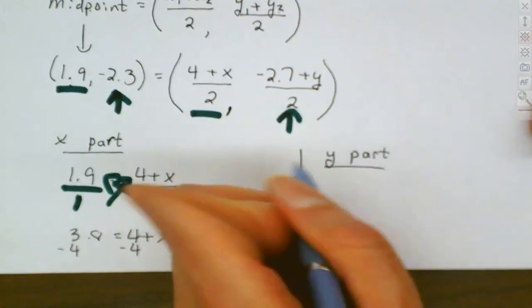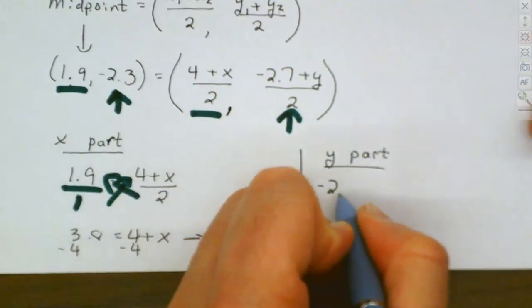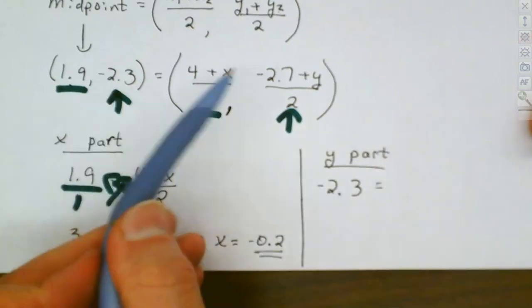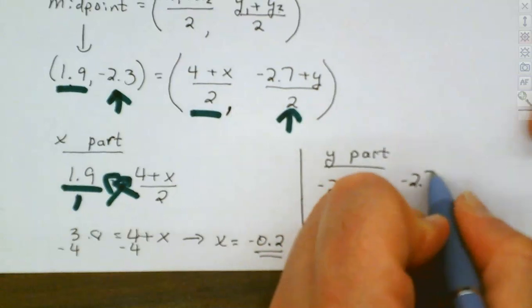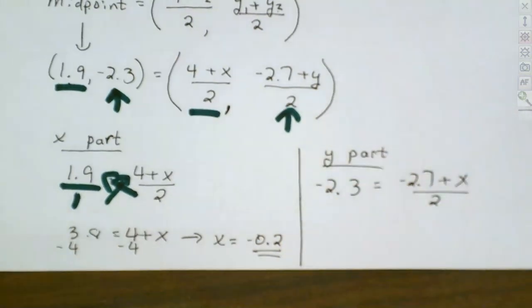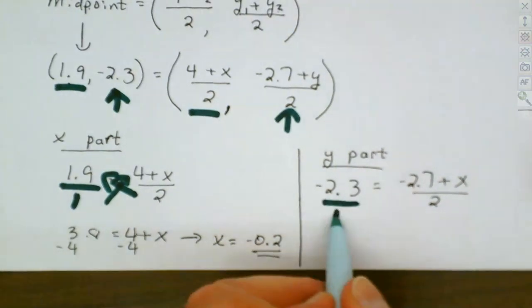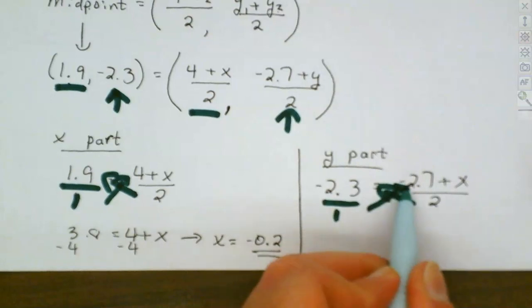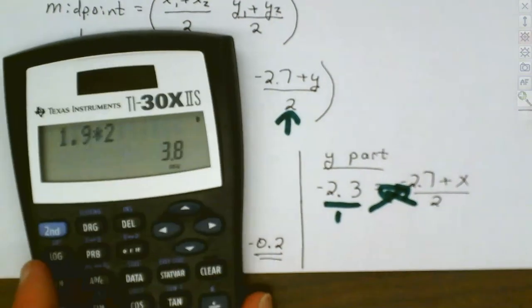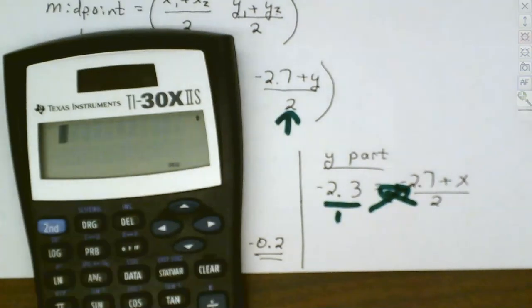For the y part, we have a minus 2.3. That is going to equal minus 2.7 plus x over 2. And we're going to solve this the same way we did the last one. So put this over 1, and then we'll cross multiply. Use a calculator if you need to. If you have trouble multiplying in your mind, you can use a calculator.